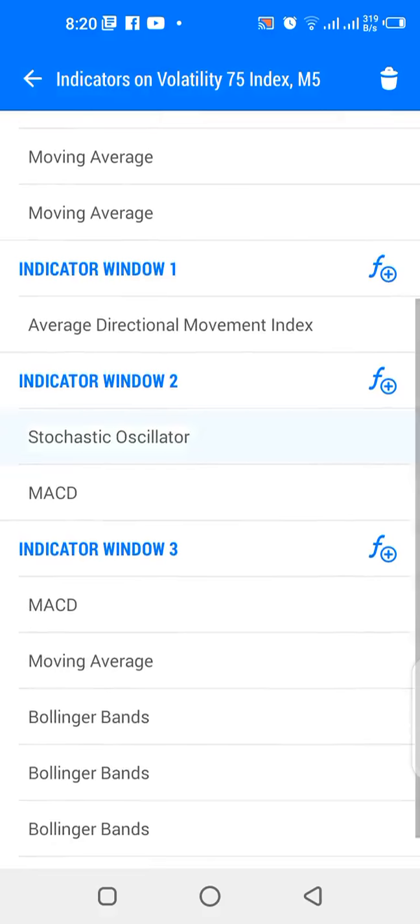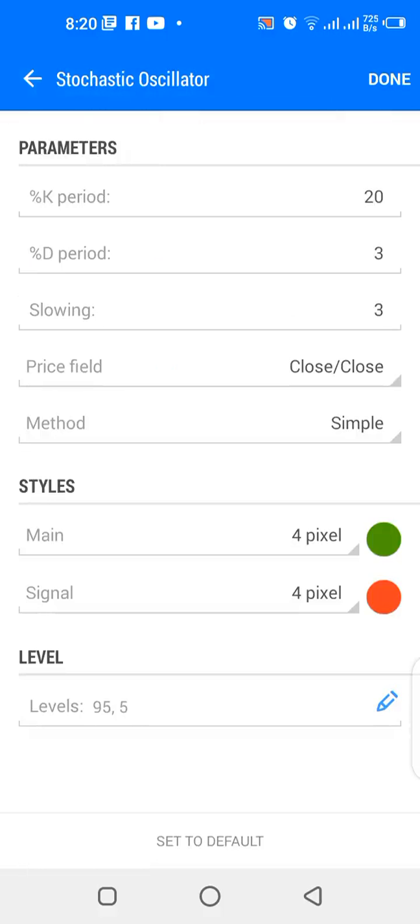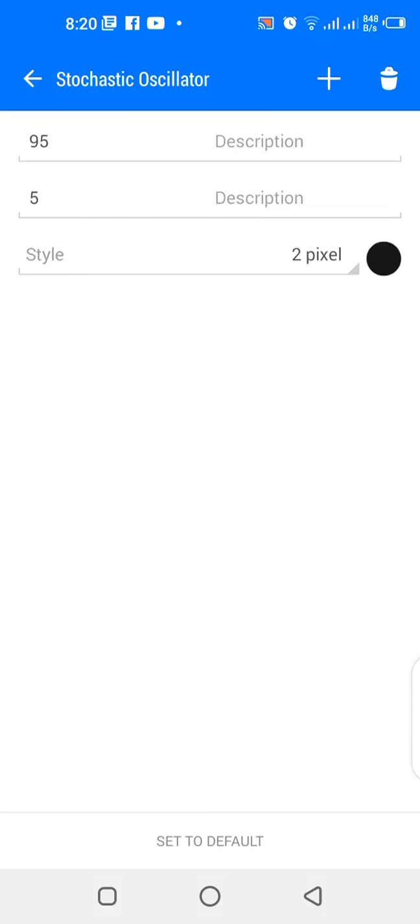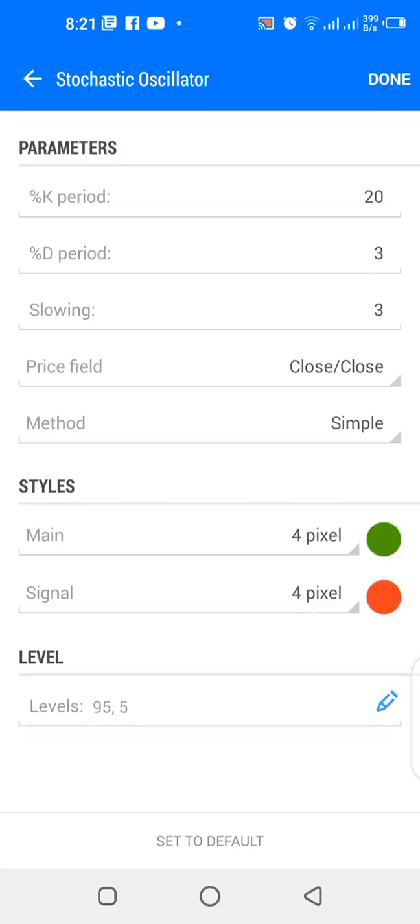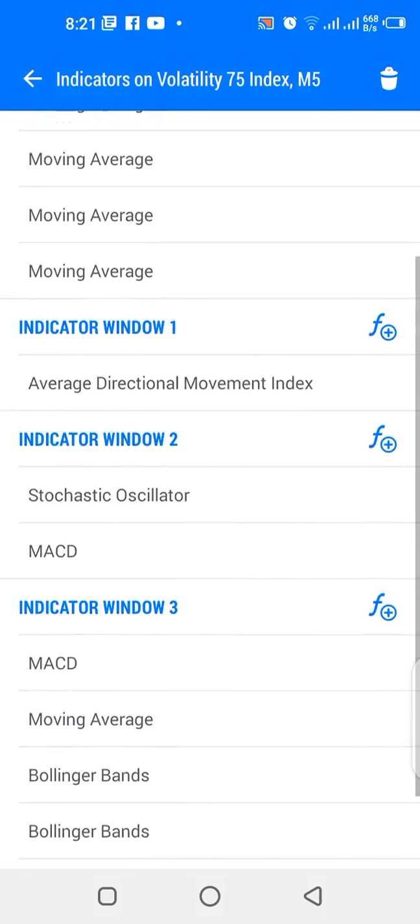Then on indicator window 2, we have stochastic oscillator. The percentage K is 20, percentage D is 3, the slowing is 3, price field is close on close, method is simple. All right, the main star color is green, the signal star color is red, and the levels, we have the 95 for our resistance zone and 5 for our support zone. Color is black.